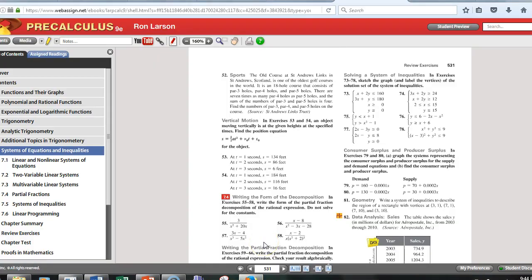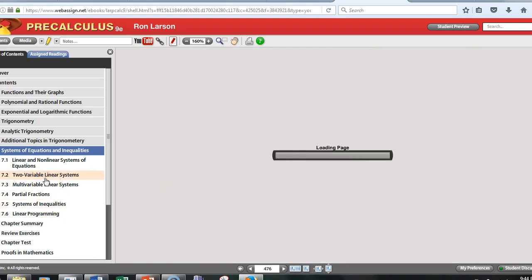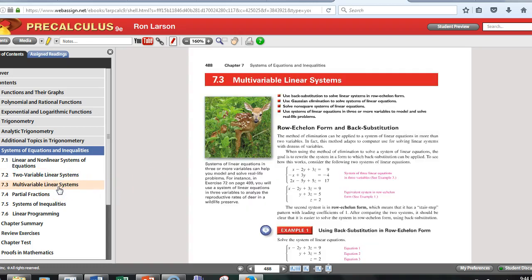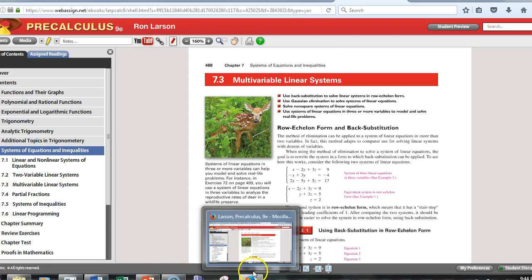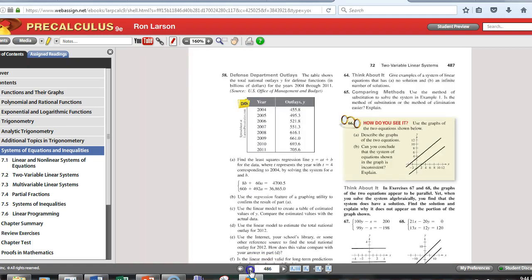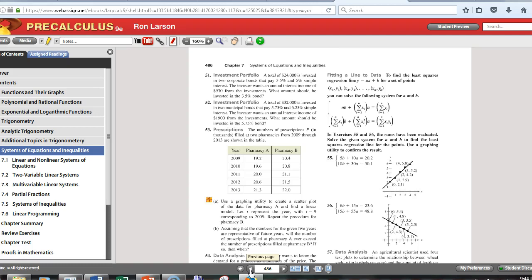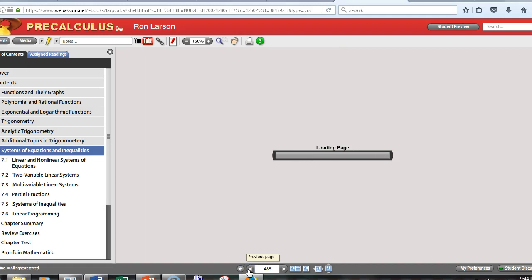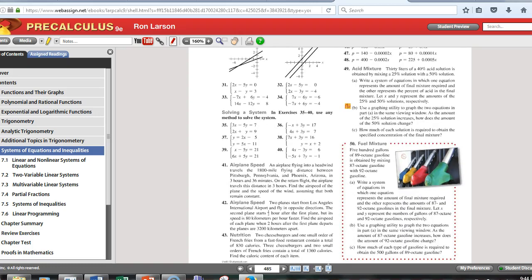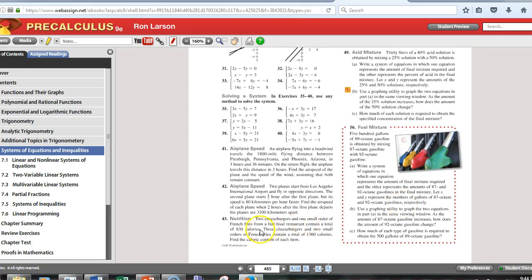Some of these in your text, there are great places for partial fraction decomposition. They have some good word problems within these sections, and like 7.2 that might look familiar. So investment portfolios, there are problems like that in the WebAssign. Mixture problems. So these are a whole bunch of different types of examples.